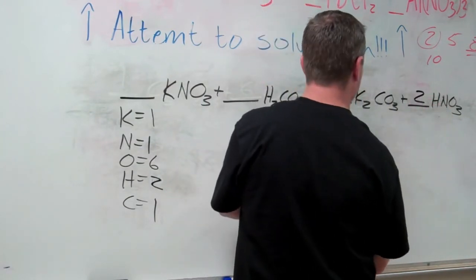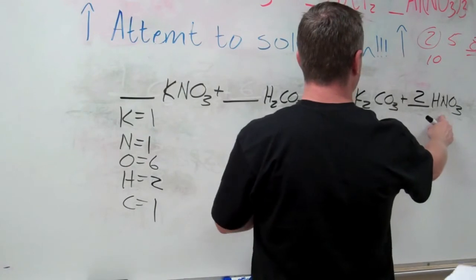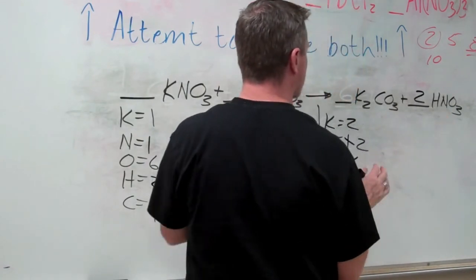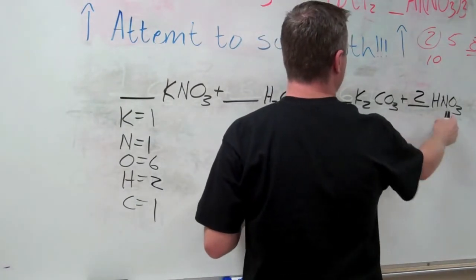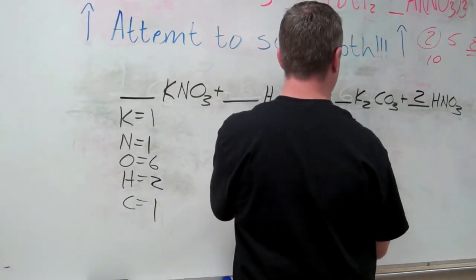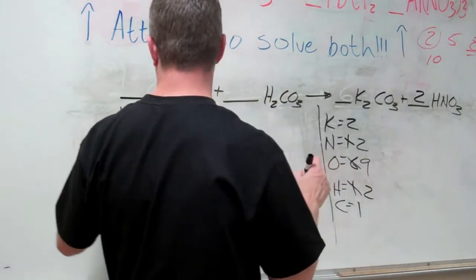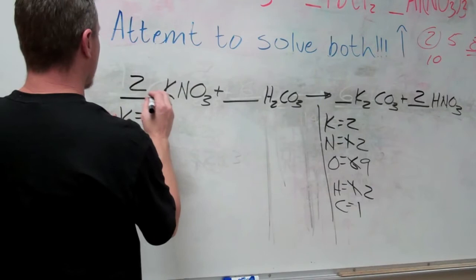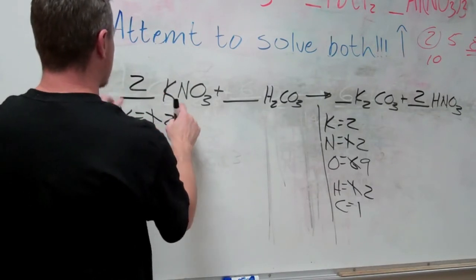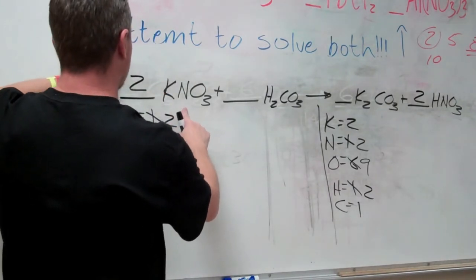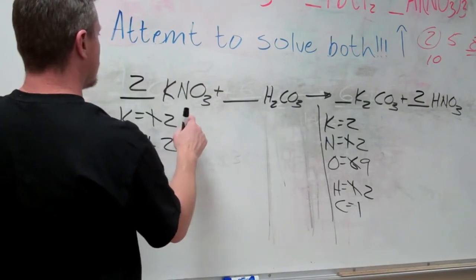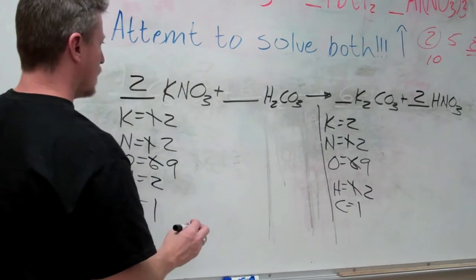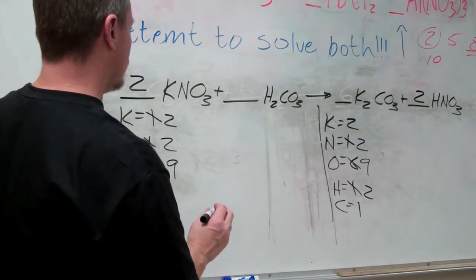So 2 here. N now gets changed to 2. What does oxygen get changed to? 6 there plus that 3. 9. So let's look across. Let's go ahead and get our potassium up. So 2 here. Nitrogen changes to 2. What's our oxygen change to? 9. And we're done. 2, 2, 9, 9, 2, 1. That's it.